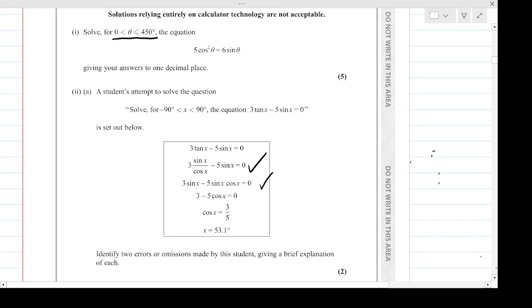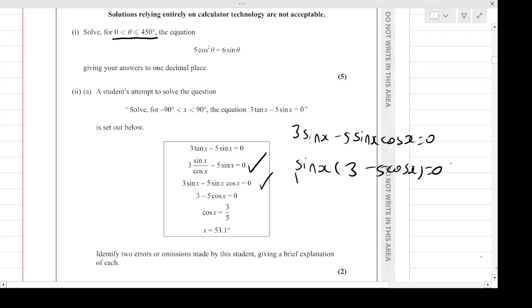What have they done from this step to this step then? They seem to divide it by sine. Oh, that is a bit of a problem. What you should do is always try and factorise whenever you can. If you can't, then divide. But you shouldn't divide by sine here. So we have 3 sin x minus 5 sin x cos x equal to 0. I can factor a sine out, so I can do sine of 3 minus 5 cos x equal to 0. So what happens is, if you're dividing by sine, you're missing out the solution sin x is equal to 0.